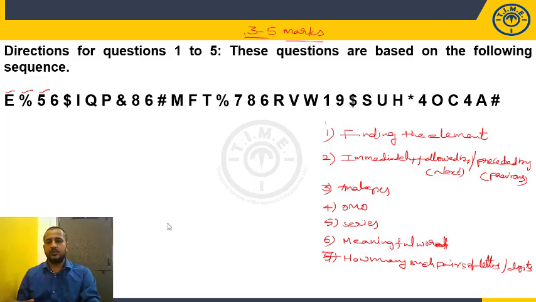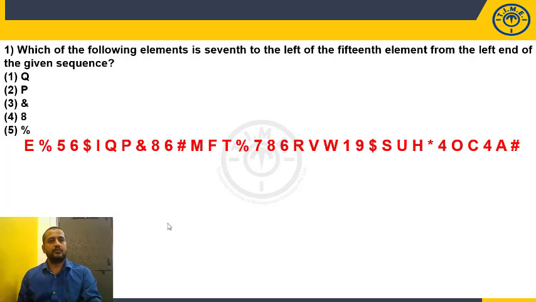Meaningful word is nothing but you may be given like this: using the 7th, 9th, 10th, 11th letters of the word, how many meaningful words can be formed? Like this. Seventh one: how many such pairs of letters and how many such pairs of digits? See question number 1. Which of the following elements is 7th to the left of 15th element from the left hand of the given sequence? Now you can read the question properly.